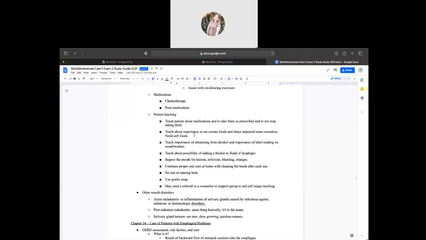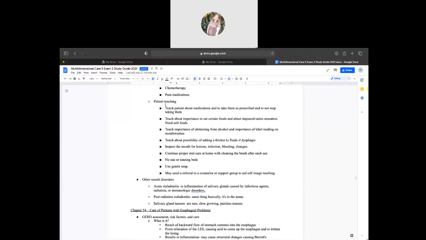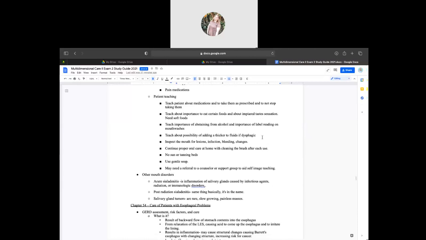Some patient teaching points we need to teach them is how to take their meds, what foods they should eat, and potential of having impaired taste. You can have seasoning, but no spices. We want to make sure they abstain from alcohol and always read labels on mouthwashes because no alcohol or lemon glycerin swabs. Teach the potential of adding thickener to fluids if there's difficulty swallowing.